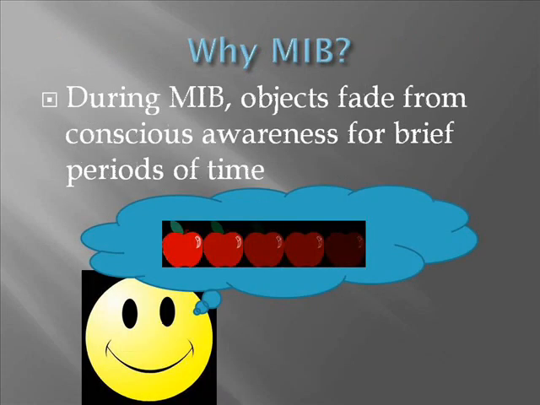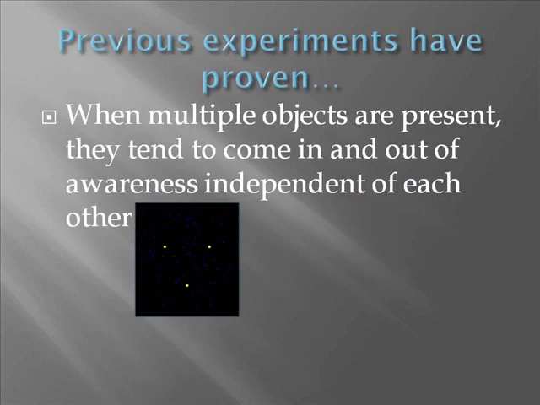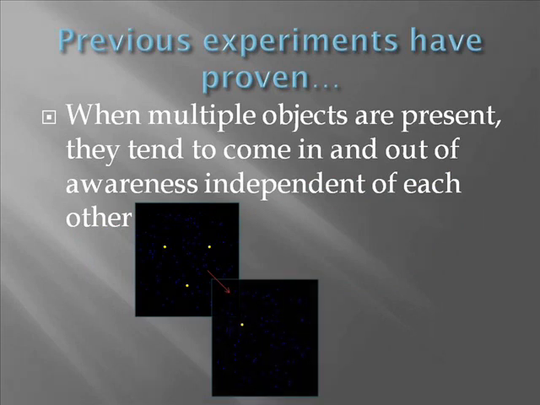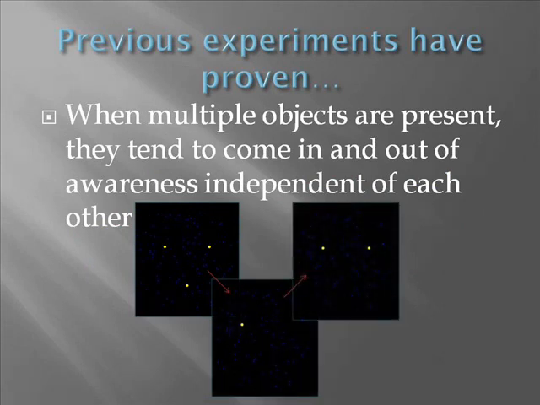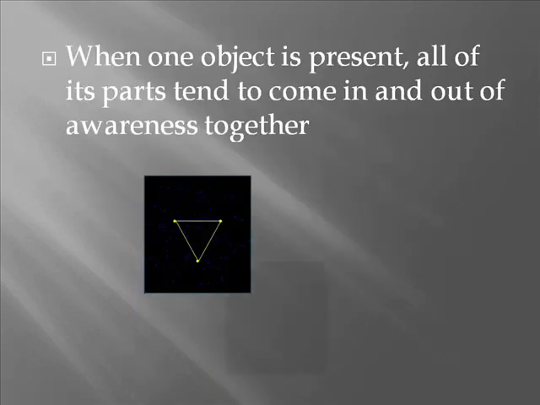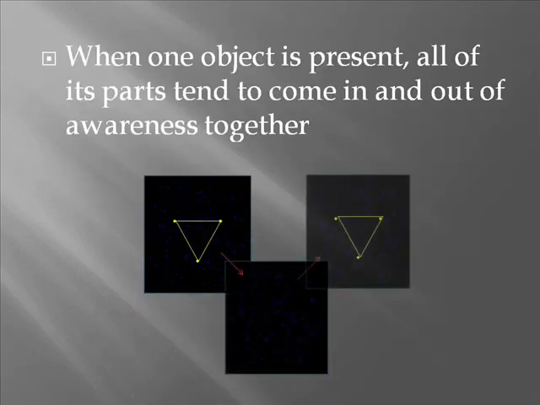blindness. This phenomenon is very handy for this experiment due to the fact that objects fade from conscious awareness for brief periods of time, although they are still actually there. Some facts about motion-induced blindness that are significant to this experiment include the findings that multiple objects tend to come in and out of awareness independently, while if only one object is present, it tends to come in and out of awareness as a unit.